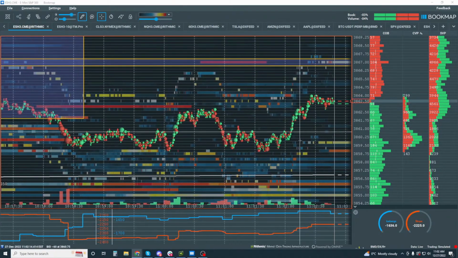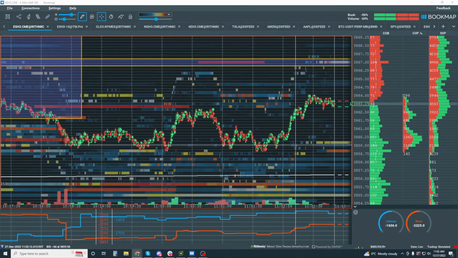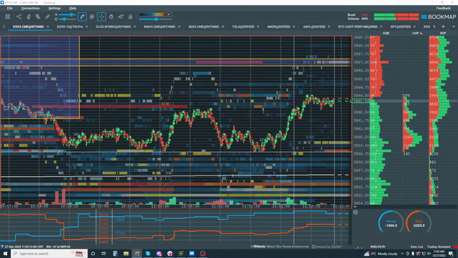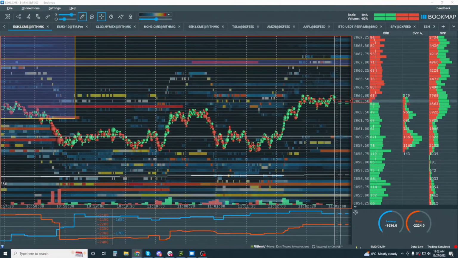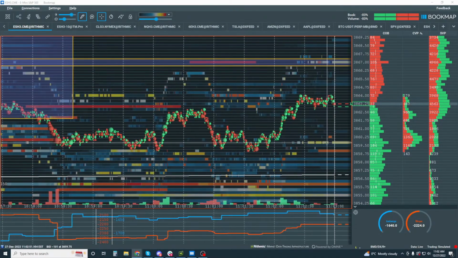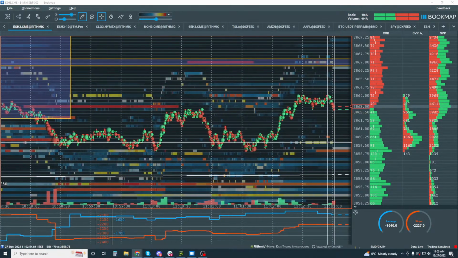Now we need to see a distinction though. The bid is way down here. They are bidding up a bit, but it's way down here at 60.